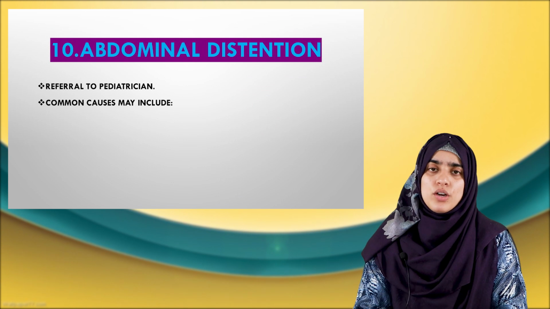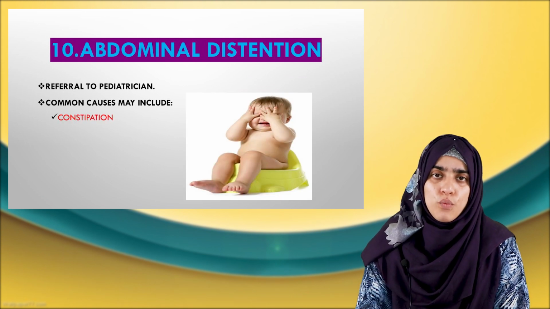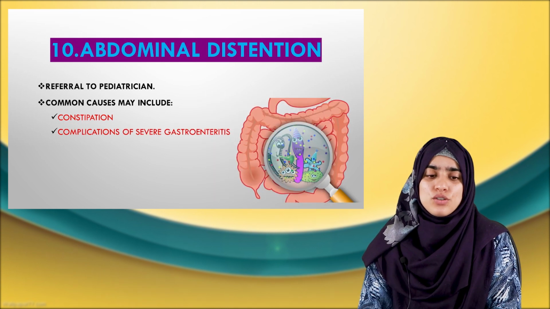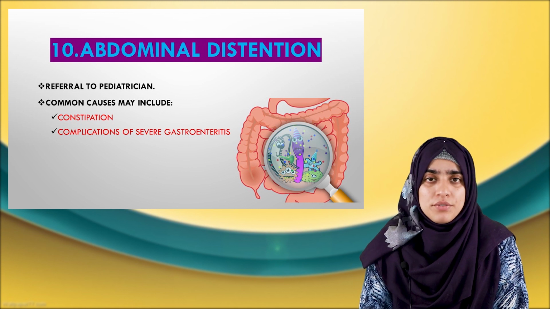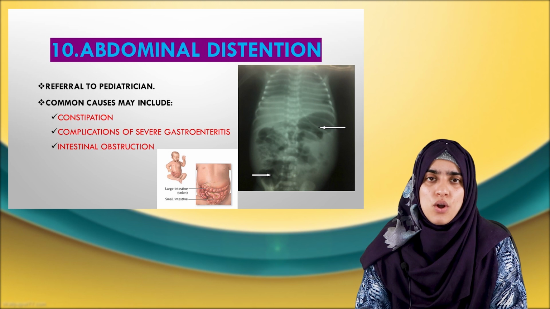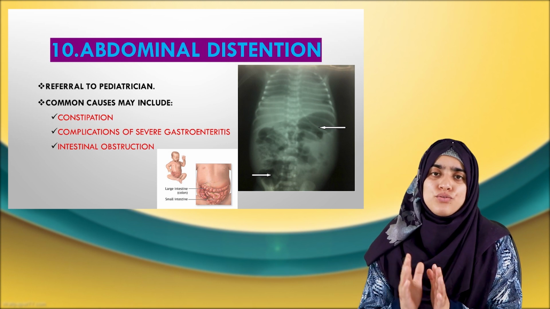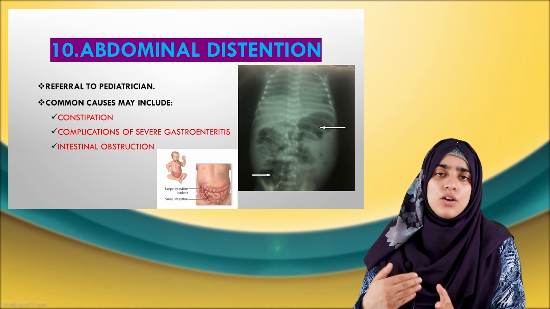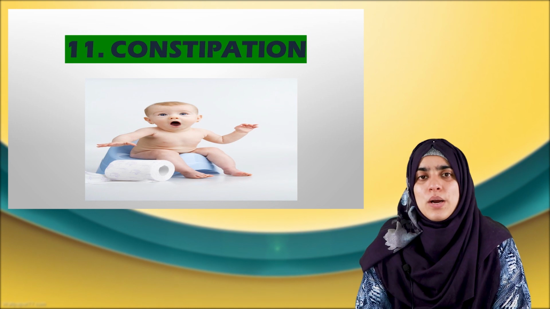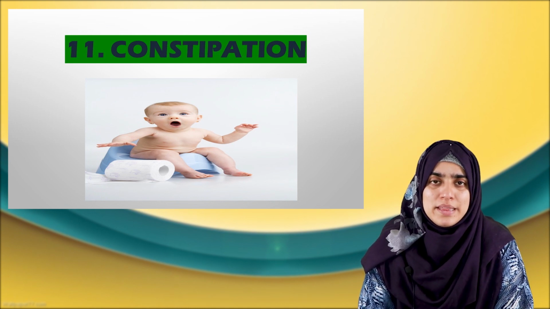Some of the common causes may include constipation with ineffective peristalsis, and the presence of complications of severe gastroenteritis. Intestinal obstruction can be the cause behind this abdominal distension, as the baby is not commonly passing stools. Now we are going to talk about another common condition, constipation, which is usually seen in babies.